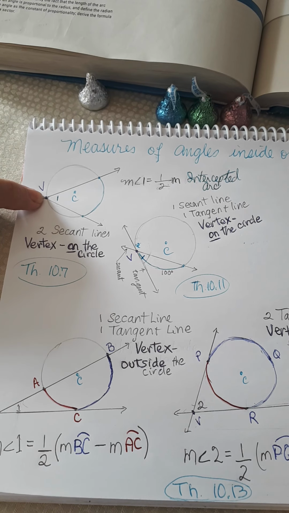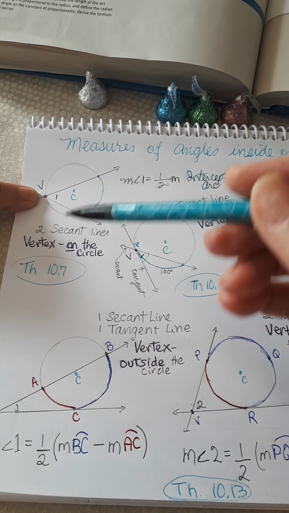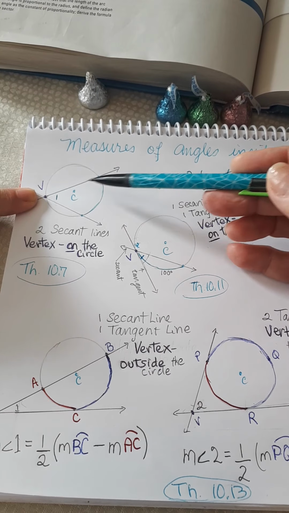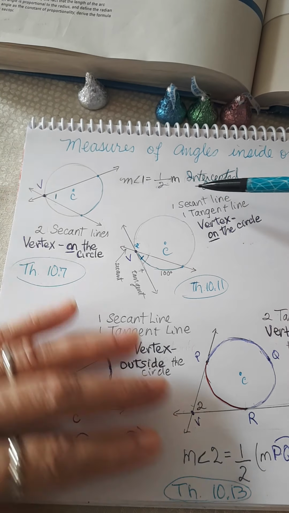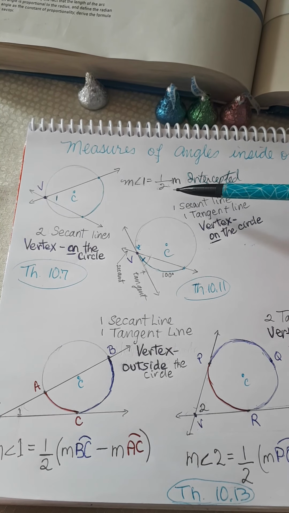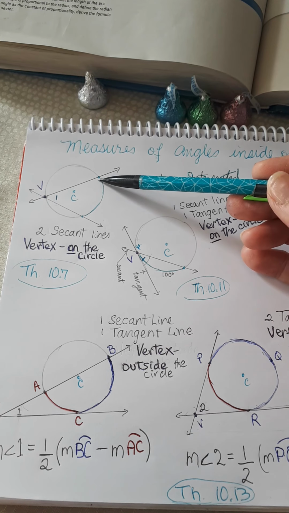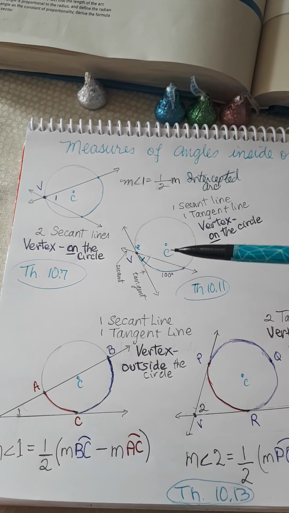When the two lines meet on the circle, they intersect, their vertex lies on the circle, then the measure of the angle formed by the two secant lines is 1/2 the measure of the intercepted arc.